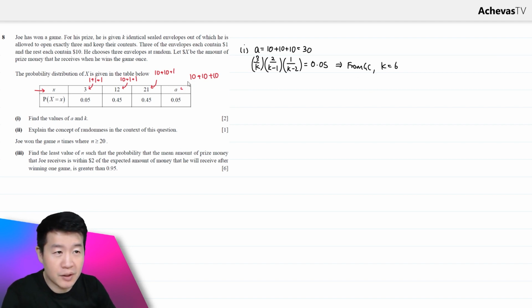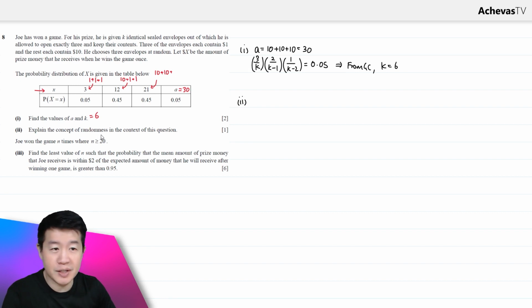So let me write it down here, okay? So now we have deduced that this A here is equal to 30, and K here is equal to 6. Part 2, let me just write down for you what NJC says in their solution.